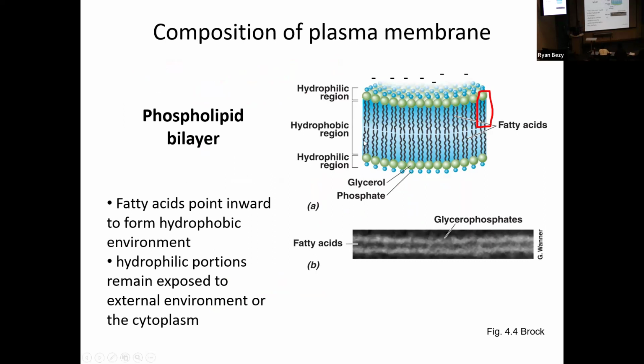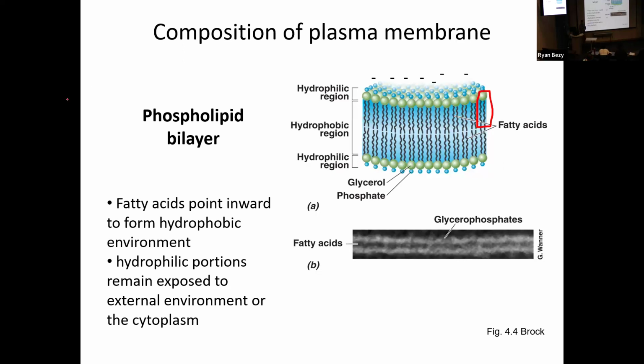These are my fatty acid tails. My squiggly lines in the middle are the fatty acid tails. Those are hydrophobic, uncharged regions. The green sphere is supposed to be my polar head group, and that's going to be hydrophilic because it's charged, and charged things like to interact with other charged things.